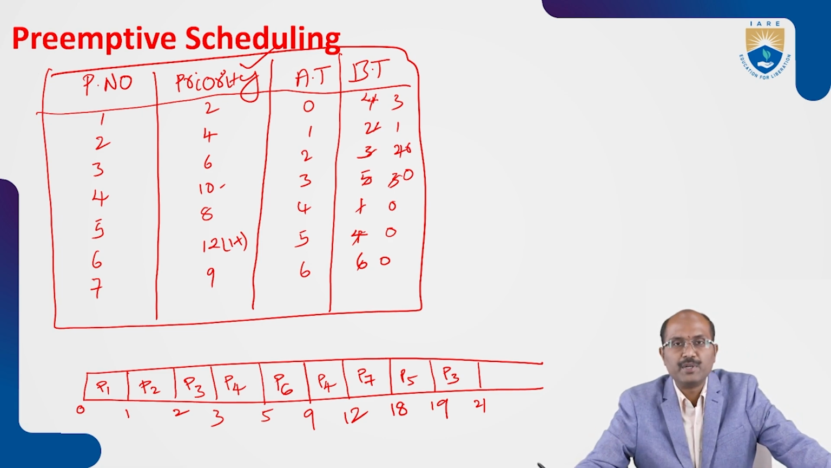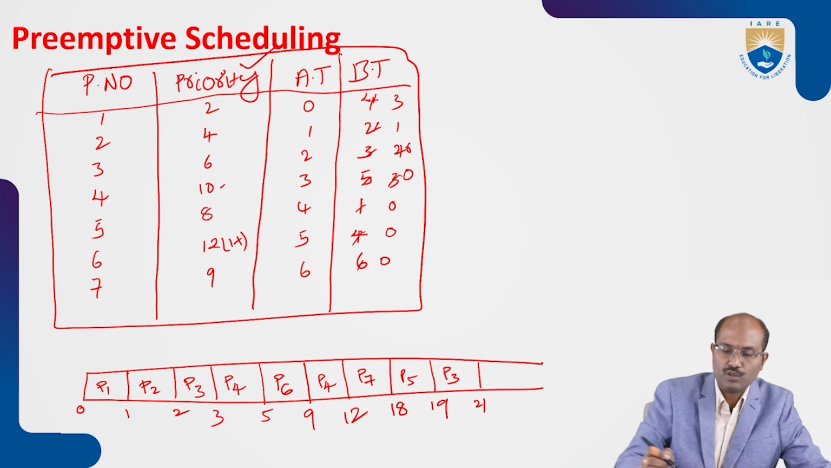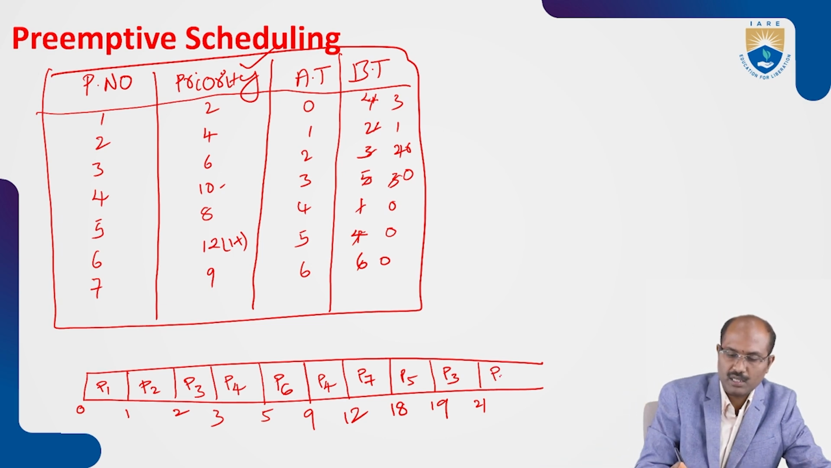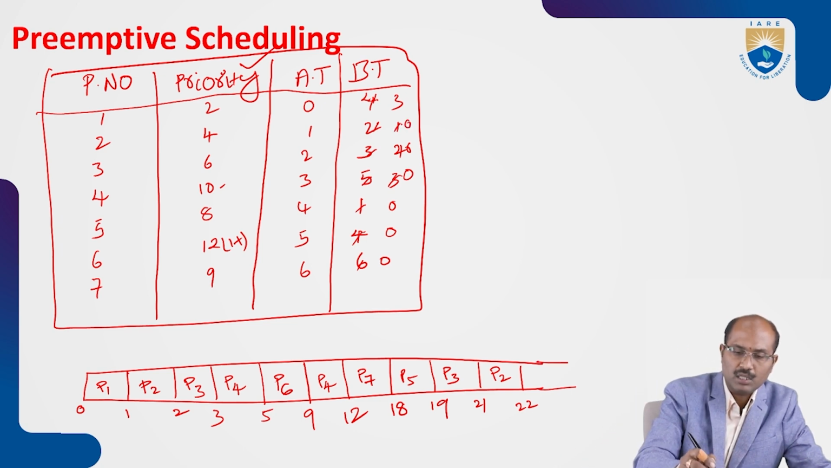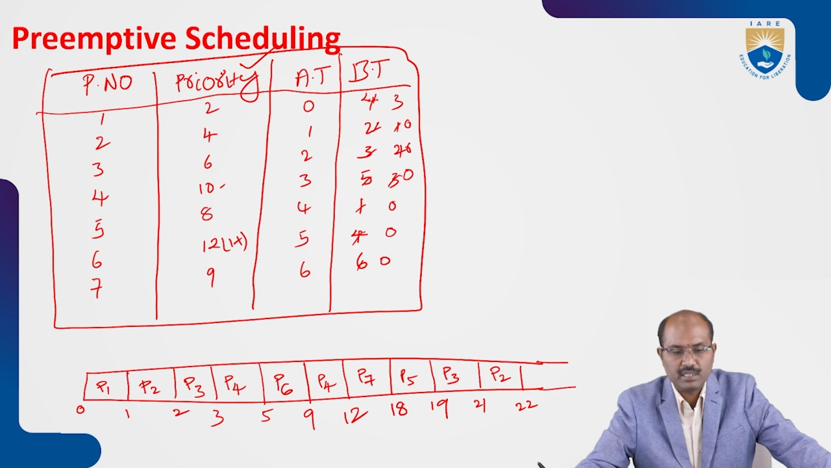Then P1 and P2 are remaining. Between P1 and P2, P2 got the highest priority. So P2 will execute first. That is 1 unit of time. So at 22, P2 is completed. P2 becomes 0. Up to 22 units of time, P2 is completed.